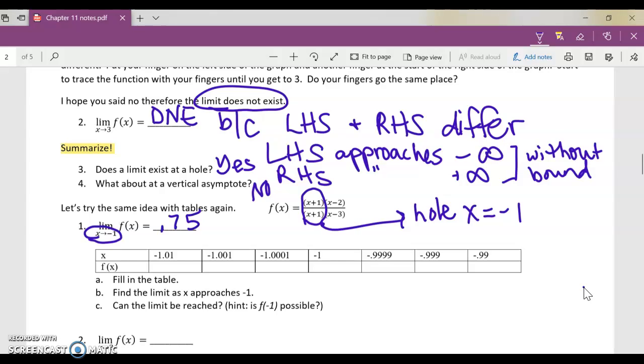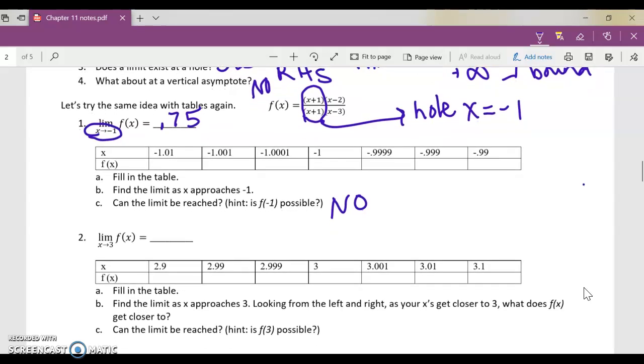We filled out the table in our calculator. That is the limit as x approaches negative 1. And no, the limit does not get reached. Our function is not possible at x equals negative 1. So because our function is not continuous at x equals negative 1, we don't actually reach the limit. We do have a limit, but we don't actually get there.